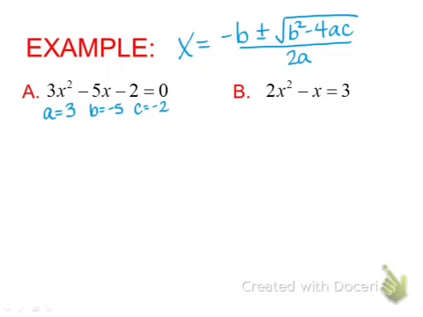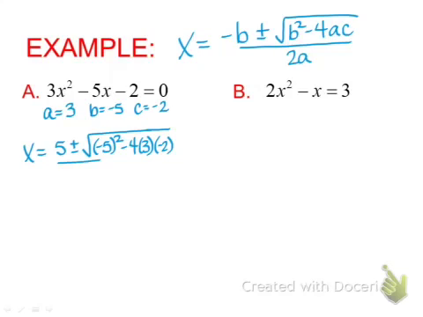So then from there, we're simply going to take our formula and substitute every value into the appropriate place. In my formula, x is what I'm solving for. I start with the opposite of b. Since my b is a negative 5, I'm going to start with a positive 5, plus or minus the square root of b squared, so that's a negative 5 squared, minus 4 times 3, that's a, and times c, which is a negative 2. And then this entire expression is going to get divided by 2 times a, so in my case 3.